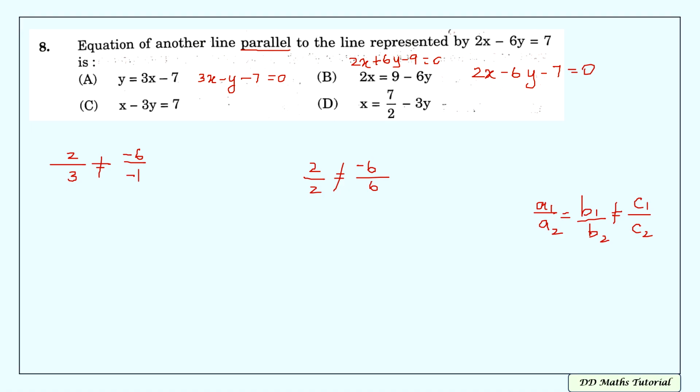Now coming to option C, we have x minus 3y minus 7 is equal to 0. We'll find a1 by a2, b1 by b2, which is 2 by 1 and minus 6 by minus 3. c1 by c2 will be minus 7 by minus 7. So you can see this is 2, and this one, once we cancel, we get 2. This one is going to be 1. So a1 by a2 is equal to b1 by b2, and it is not equal to c1 by c2. So option C will be the equation of the line.